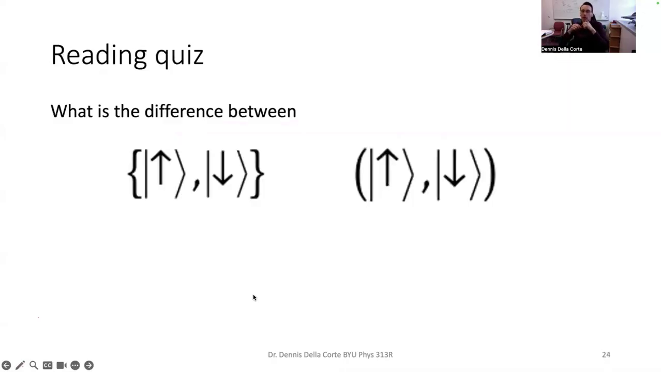Great. So here, reading quiz. If you read the book, you should notice that this on the left side is not the same as that on the right side. On the left side, we're having a set. And a definition of a set is it is an unordered bag of things. So it's really just a bag you stack things in, and you can shake it and grab something out randomly. So no one tells you in which order things are in a set. When you have these round parentheses, then you have what's called an ordered set or an ordered list. And so this here is a basis set, and this is what we call an ordered basis set.